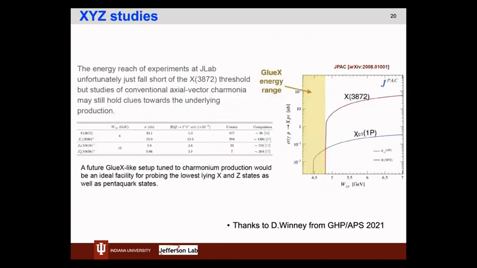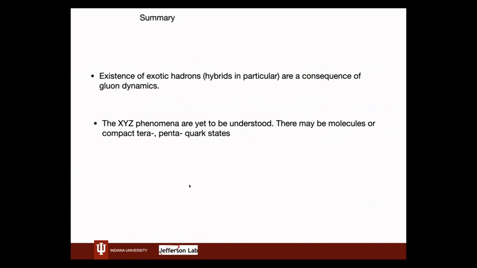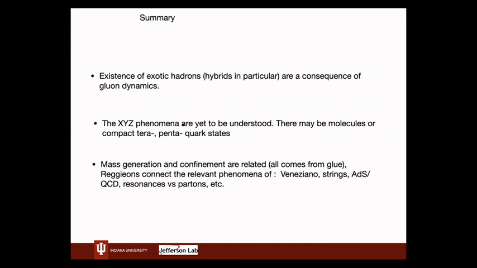So I'm going to skip XYZs and just summarize: the existence of hadrons, and hybrids in particular, is certainly a consequence of gluon dynamics. So understanding the spectrum better will definitely teach us more about mechanisms for mass generation and confinement. The XYZ phenomena are very intriguing. They may be molecules or compact states, and I think looking at their properties in the context of reggelons will also teach us more about the connection to QCD and more complicated phenomena.